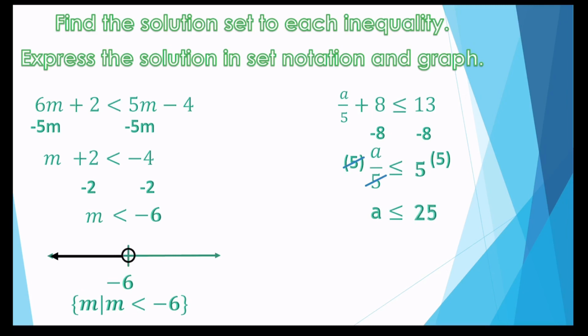So how do I graph it? I draw my number line and I write 25. Whatever the number was you got. It's going to be a closed circle on 25. If you look at the direction the arrow's pointing, it's pointing to the left, so I shade to the left. Set notation, okay? A such that a is less than or equal to 25.